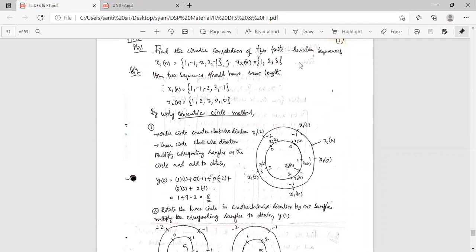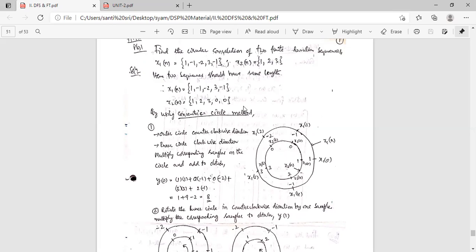For doing the circular convolution, the first point is the length of the two sequences should be the same. Here, what is the length of the first sequence? 5 is the length of the first sequence. And what is the length of the second sequence? Only 3. So we have to add zeros here. So x1 of n will be 1, minus 1, minus 2, 3, minus 1 and x2 of n will be 1, 2, 3, 0, 0.